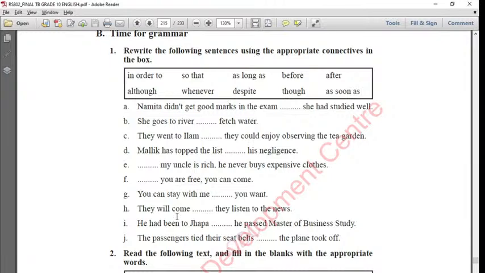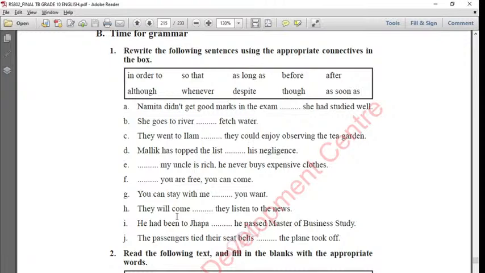He had been to Jhapa. He passed Master of Business Study. He had been to Jhapa before he passed Masters of Business Study. The passengers tied their seat belts before the plane took off. That means Jhapa after he passed Master's Degree Business Study, and here before the plane took off. That's how you have to fill it up.